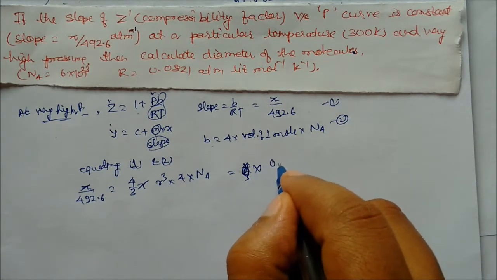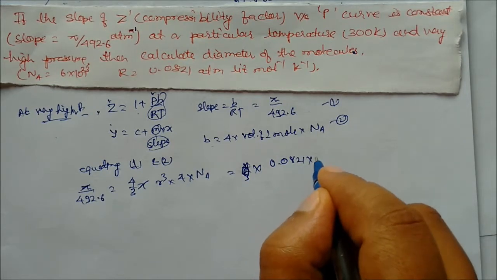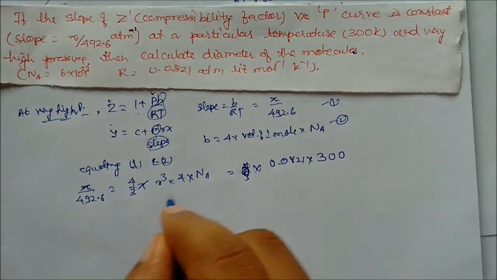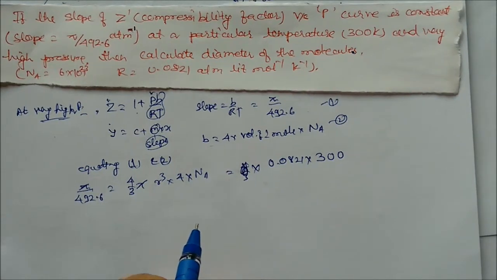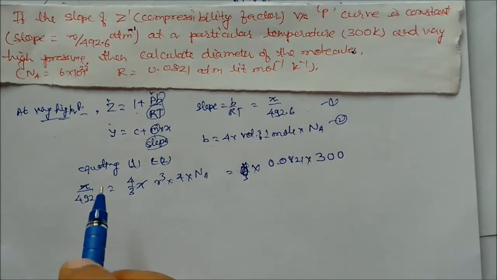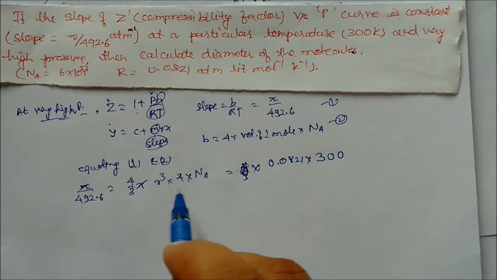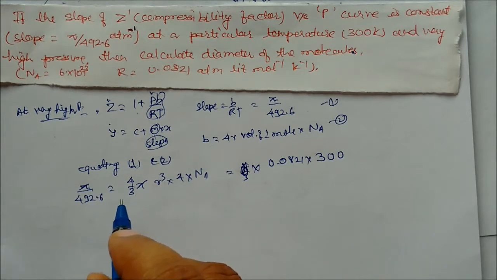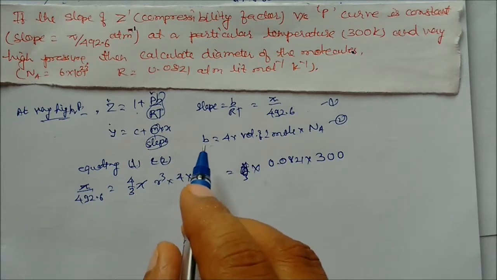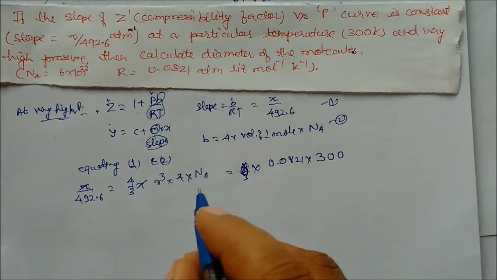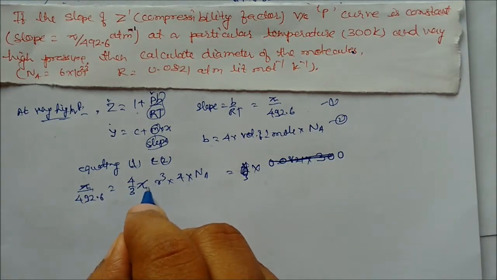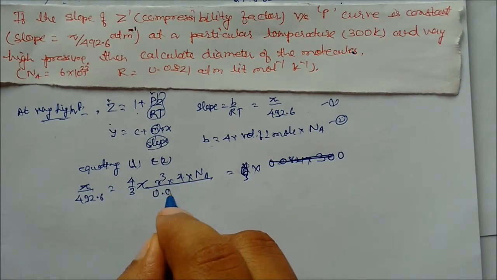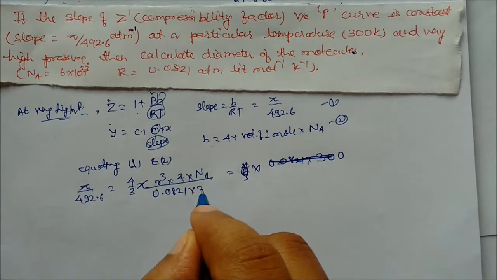will be your 0.0821, multiplied by temperature, which is 300. So this would be the complete value. So again solving here, we'll get 4 by 3 pi RT, B by RT. So it is wrongly written. This is the B, and you have to divide by 0.0821 into 300.